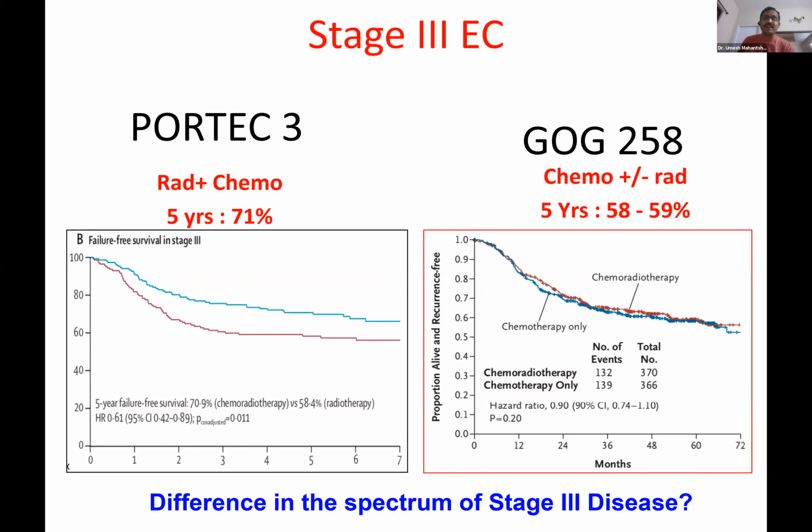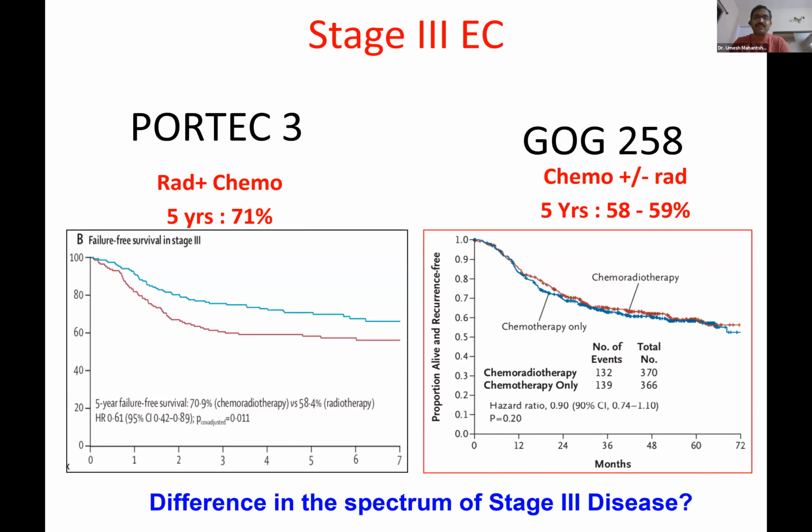But what is striking is shown in this graph. On the left is the PORTEC-3 Kaplan-Meier failure-free survival for patients who were stage 3 with no residual disease. And on the right is the patients who are more or less stage 3 in GOG-258.